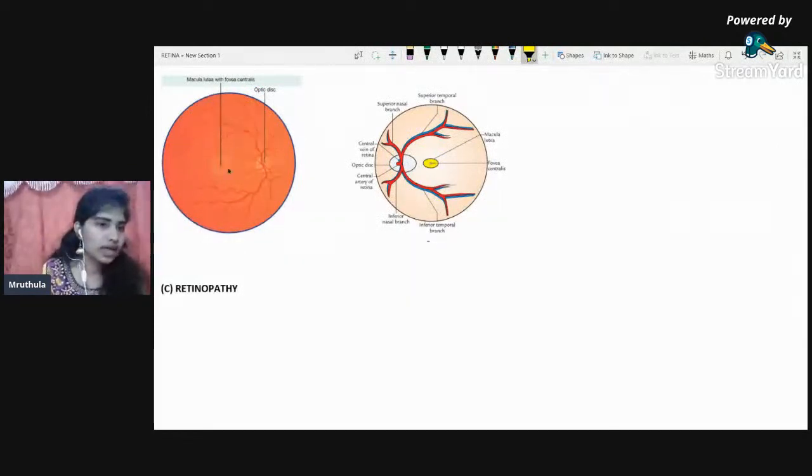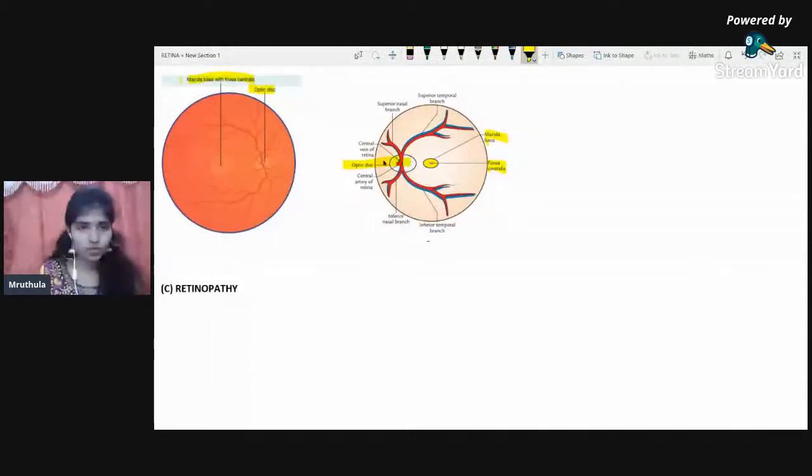Here we can see the macula lutea with fovea centralis, this zone, and the one slightly to the right, about 3 to 4 mm away from it, is the optic disc, right? On the right side, the picture you're seeing is a diagrammatic representation. This zone is the optic disc, and what you're seeing here is the macula lutea with the fovea centralis in the center.